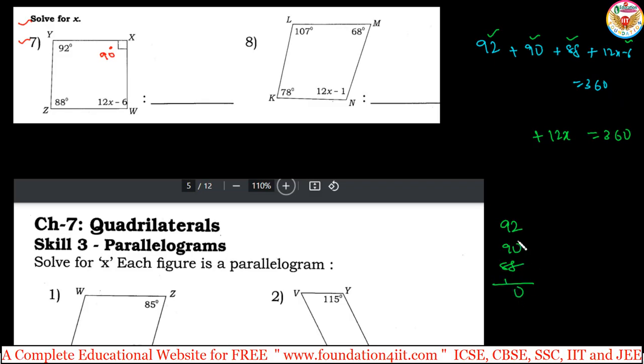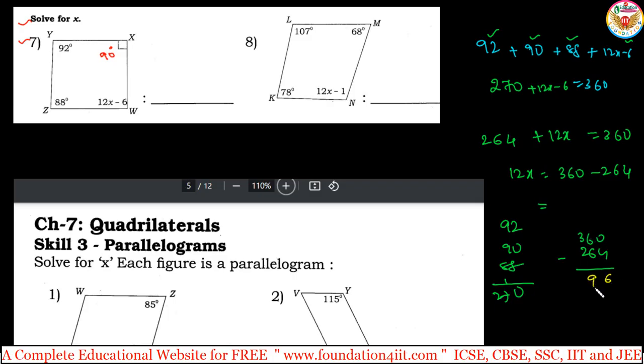So this is 270 plus 12x minus 6. 270 minus 6 is 264. So 264 plus 12x is 360. So 12x is 360 minus 264. From 360 you subtract 264, and you get 96. Then you can find the x value: 96 divided by 12. You can simplify this and you'll get the value of x.